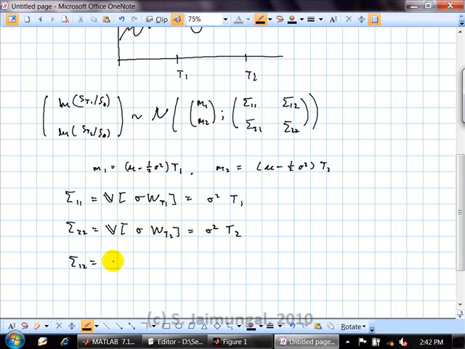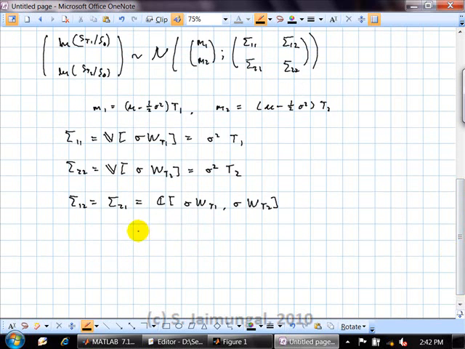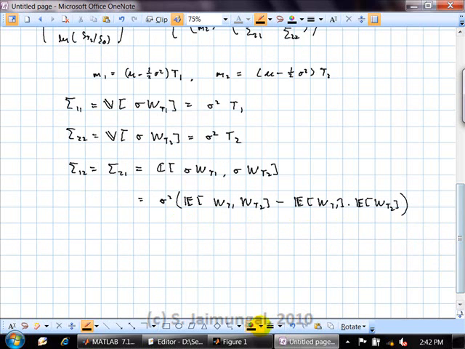So the only real difficult part, and it's not actually very difficult at all, is the covariance terms. And of course, covariances are symmetric, so I just need to compute one of them. They're equal. And that's the covariance of sigma W_T1 and sigma W_T2. So we can do a quick little calculation. That's sigma squared times the expected value of W_T1 W_T2 minus the product of the individual expectations. Actually, if you remember the result from last class, we could have gone straight to the answer, but it's worthwhile deriving again. These expectations are each zero because they're Brownian motions.